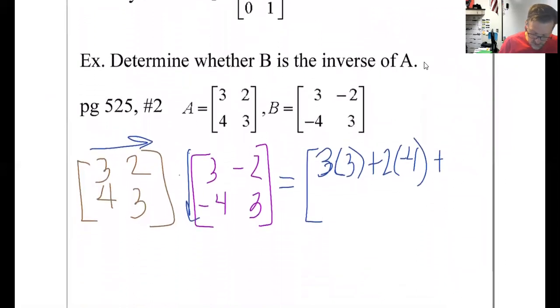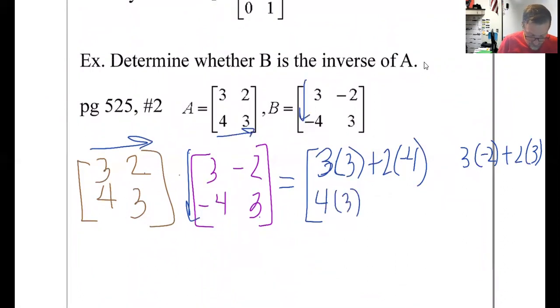Don't add it. That's my next term. So first row, second column. Think about it. It really makes sense. So first row, 3 times -2, and then 2 times the 3. Then I look at my second row and my first column. So 4 times 3 plus 3 times -4, and then 4 times -2, and then 3 times 3.